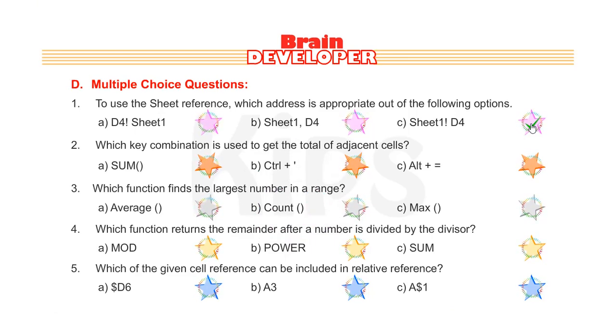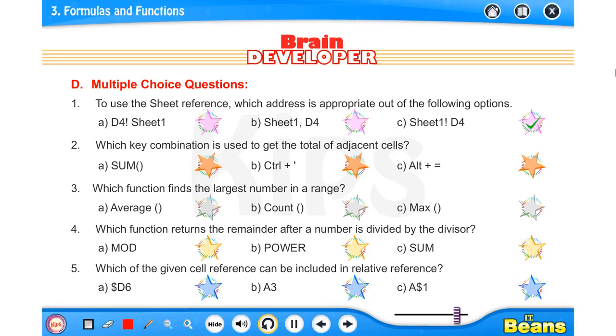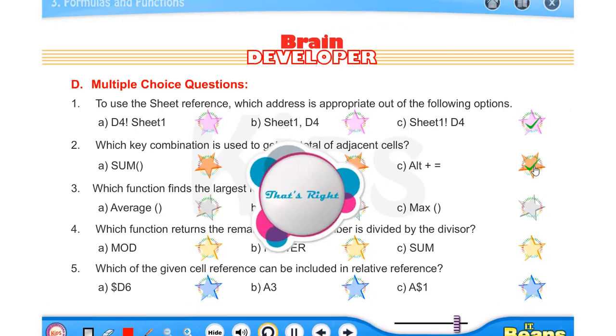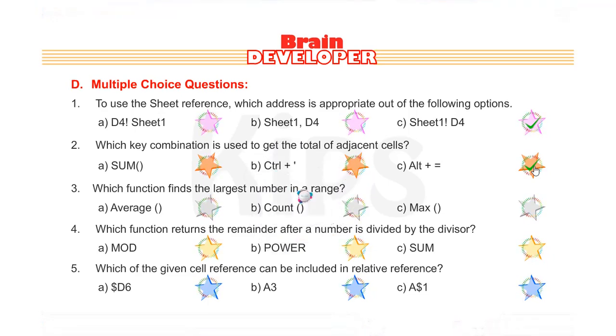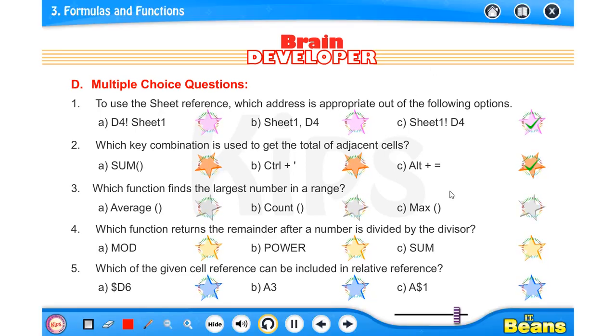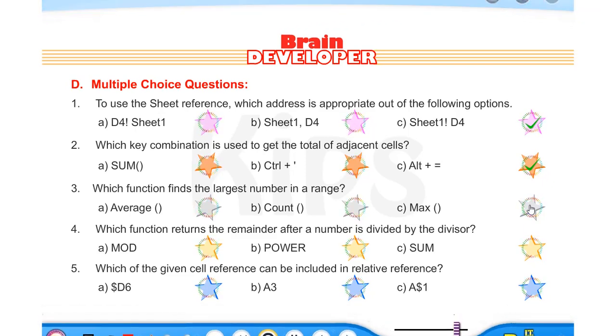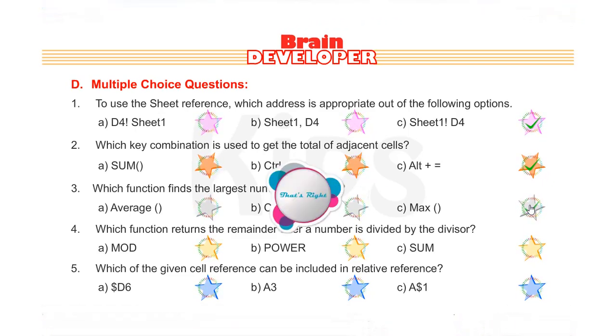Now second one we are doing, which key combination is used to get the total of adjacent cells? And the correct answer is option C. Now third one, which function finds the largest number in a range? We all know for calculating the largest value, which function is used? Max. So option C again.